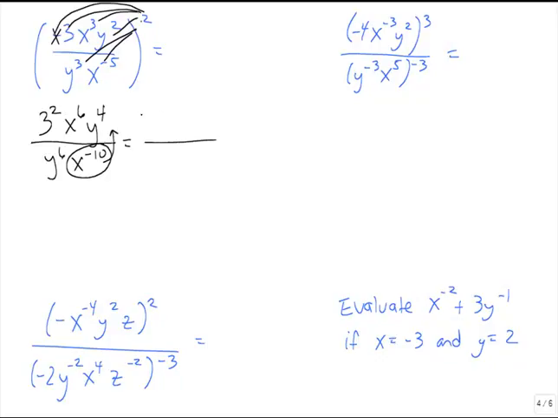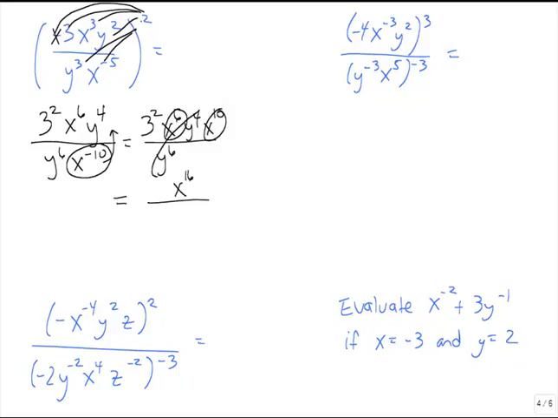So I'm just going to recopy 3 squared, x to the 6th, y to the 4th, and y to the 6th. Those all stay put, and then this x to the negative 10 flips up to the top and becomes x to the positive 10. Now to simplify, let's start with our x's first. We have an x to the 6th and an x to the 10th. They're both on the same level, so when you're multiplying the bases on the same level, you get to add exponents. So 6 plus 10 is going to give me an x to the 16th in the top.